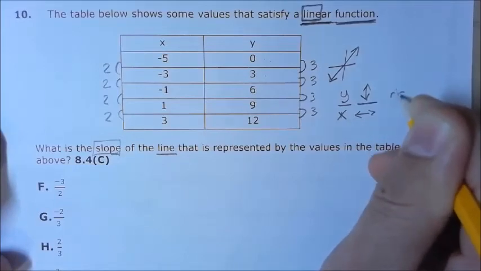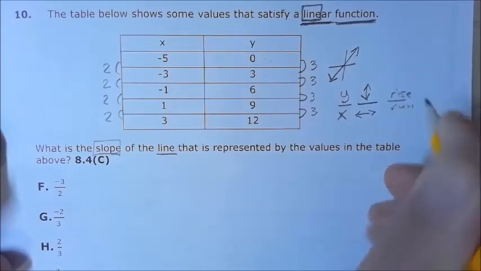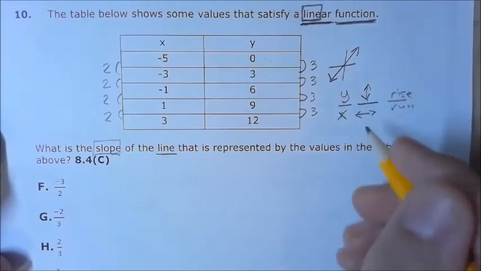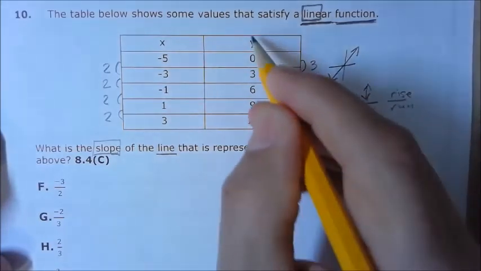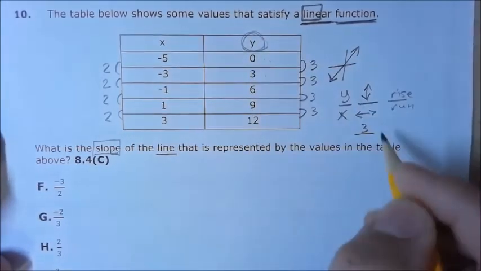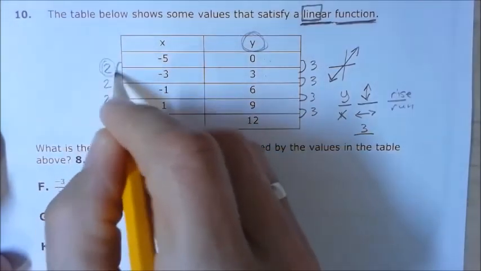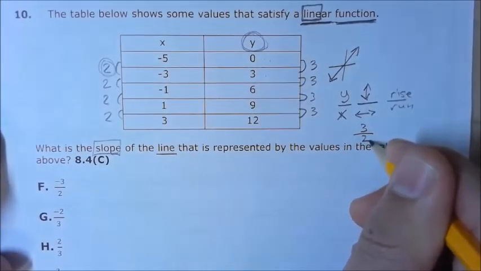And then I'm also going to put rise over run. So my rise, right, is going to be my 3. You see that? This is my y value. That's my y. And my run is going to be 2.